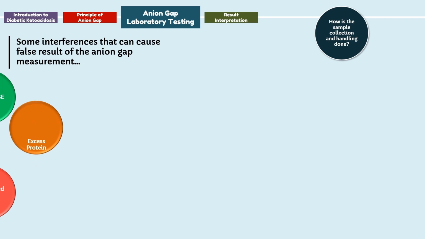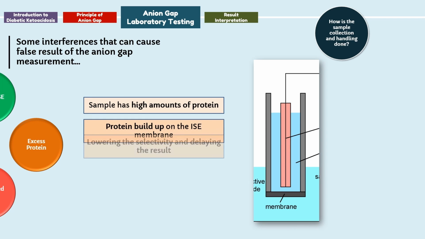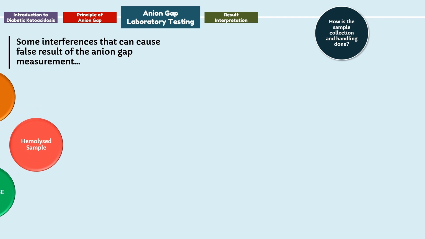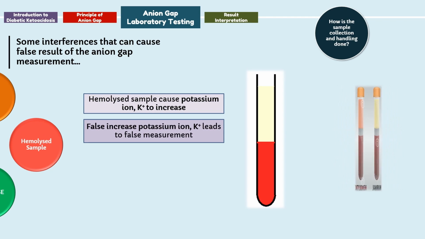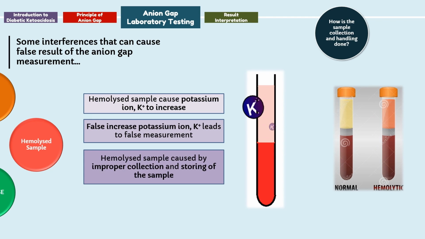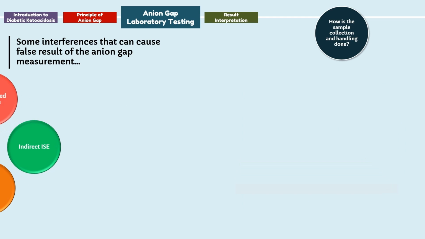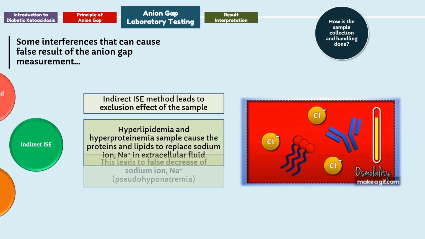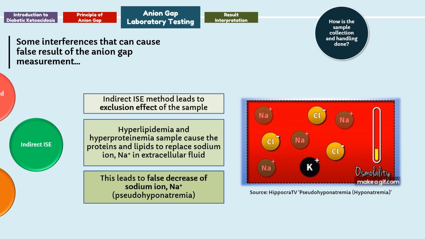First, when the sample has a high amount of proteins, it will build up on the ISE membranes and lower the selectivity. Second, a hemolyzed sample will cause the potassium ion to increase. A false increase in potassium will result in a false measurement of the electrolyte. Third, measuring the sample using an indirect ISE method can lead to an exclusion effect, which will lead to a false decrease of sodium ion that is known as pseudohyponatremia.